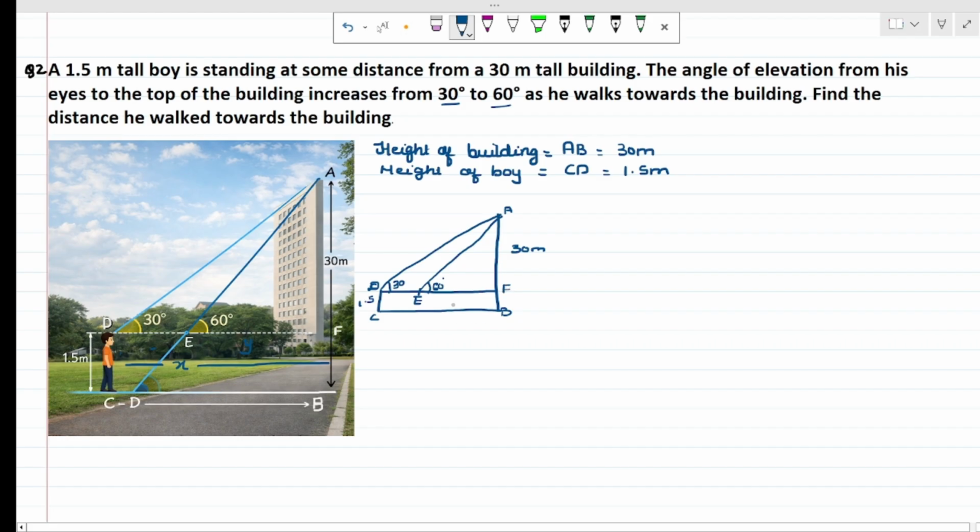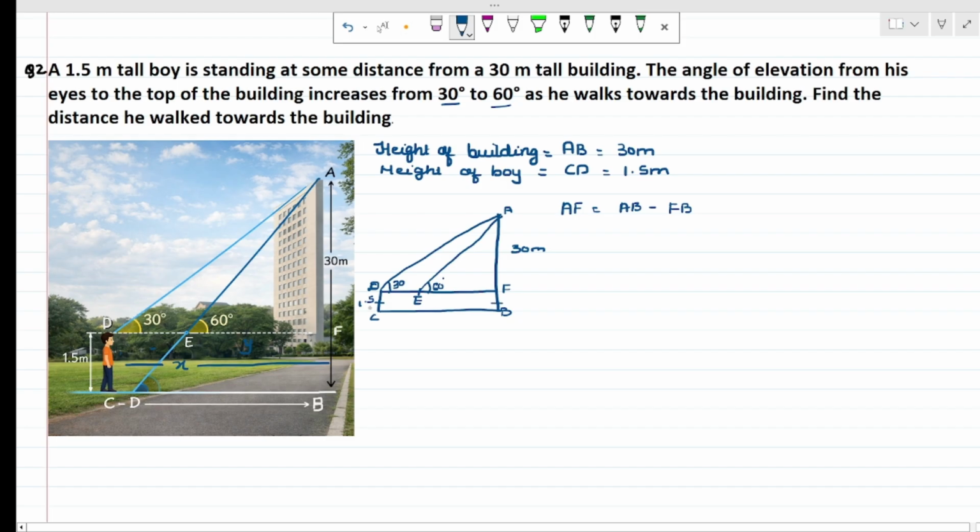Okay. Now I don't need the whole building because the height of the boy will be reduced from the height of the building. So first step will be you need to reduce the height of the boy from the height of building so that you can get your AF. So just write how will you get your AF. So AF is equals to AB minus FB.